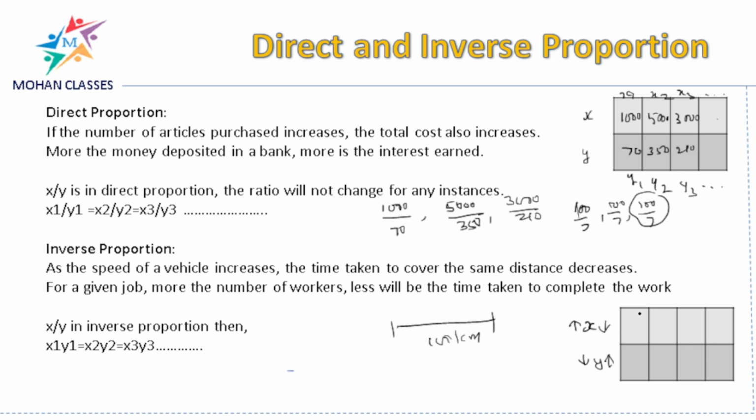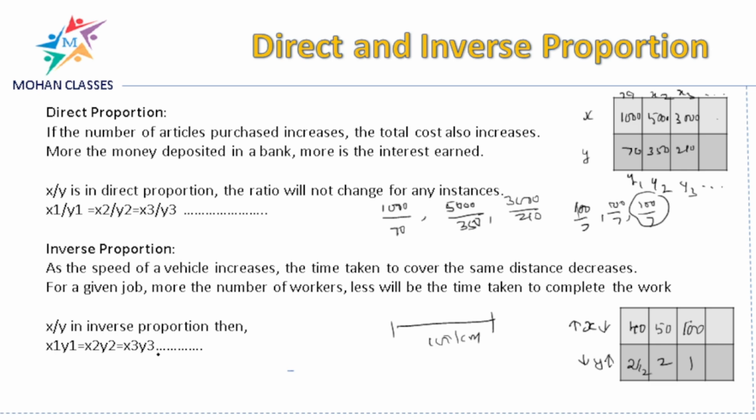A two-wheeler is moving with 40 kilometer speed, he will take 2.5 hours to cover. If he increases his speed to 50, he will take 2 hours to cover. If he increases his speed to 100, he will take 1 hour. You see here, the speed is 40, 2.5 hours. The speed increased, the time taken decreased. The speed increased, the time taken decreased. So if x is increased, y will decrease. If x decreases, y will increase. That's it. Understand?